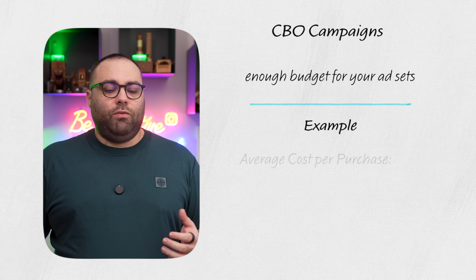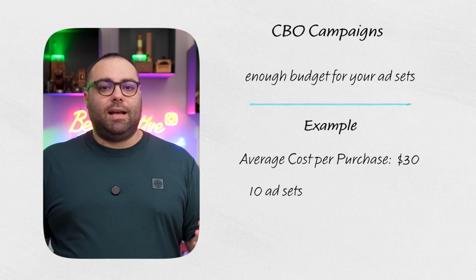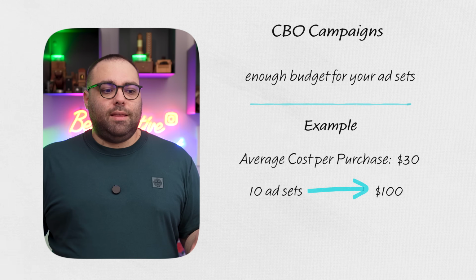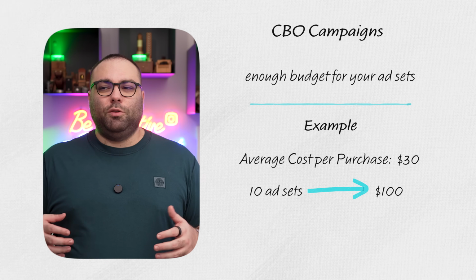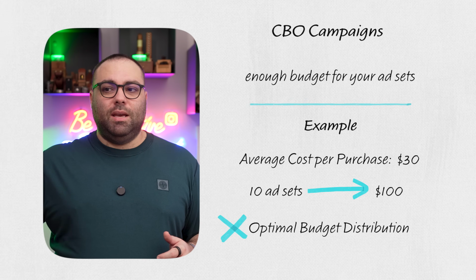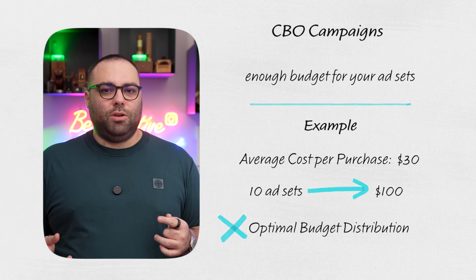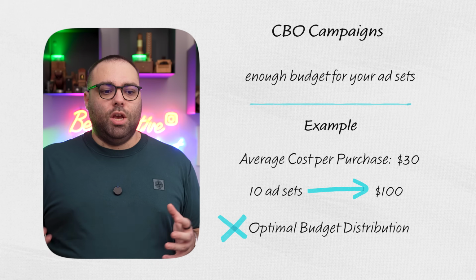For example, if you're having an average cost per purchase of 30, and you're putting 10 ad sets with a budget of 100, then it defeats the whole purpose. You have to be extremely lucky for Meta to spend all the 100 maybe in just 1 or 2 ad sets, ignoring all the others, which most likely is not going to happen because of the budget distribution. So be careful with your budgeting, understanding that you have to let Meta do its job, but give them enough room to do the job.